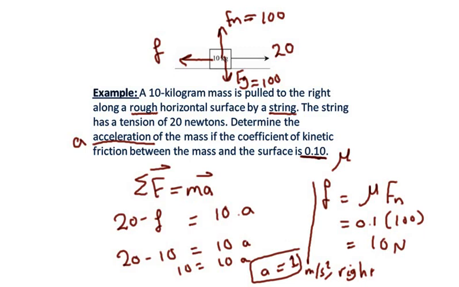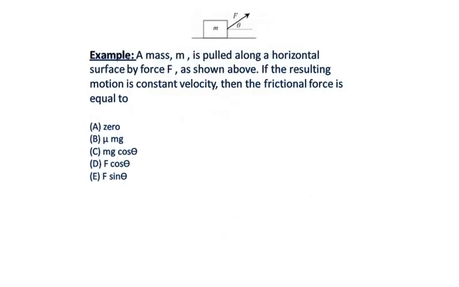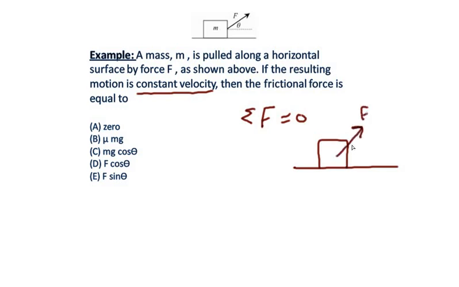Let's take another example when the force is applied with an angle. A mass m is pulled along a horizontal surface by force F, as shown above. If the resulting motion is constant velocity, it means that sigma F is 0 in both directions, x and y. Then the frictional force is equal to, let's firstly construct the free body diagram. This is F with an angle of theta.